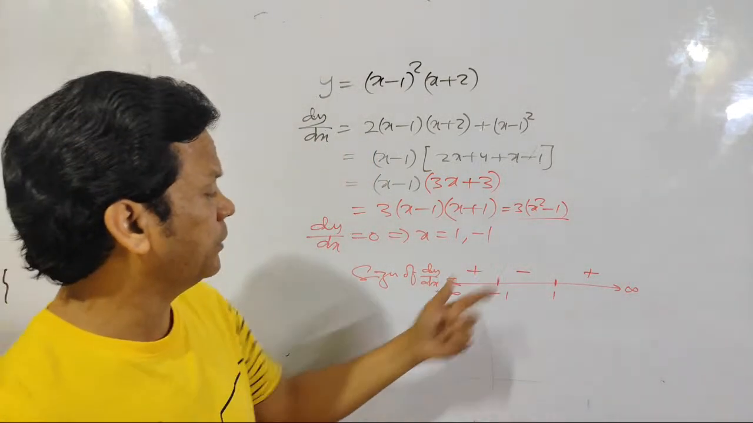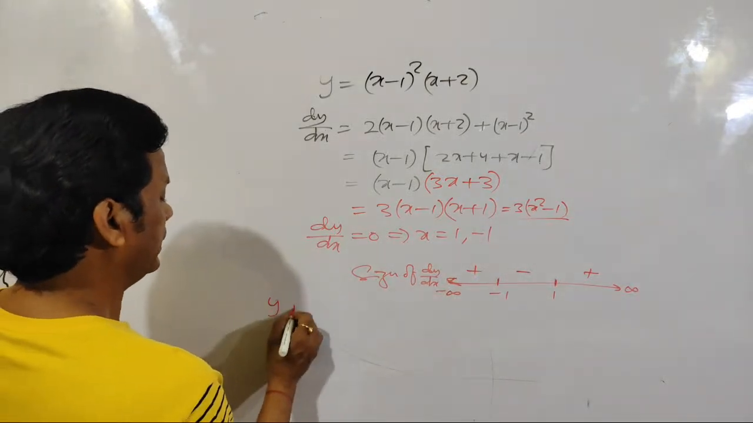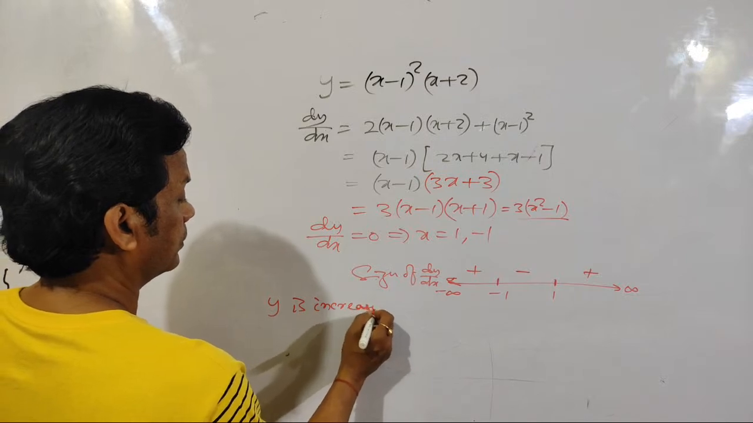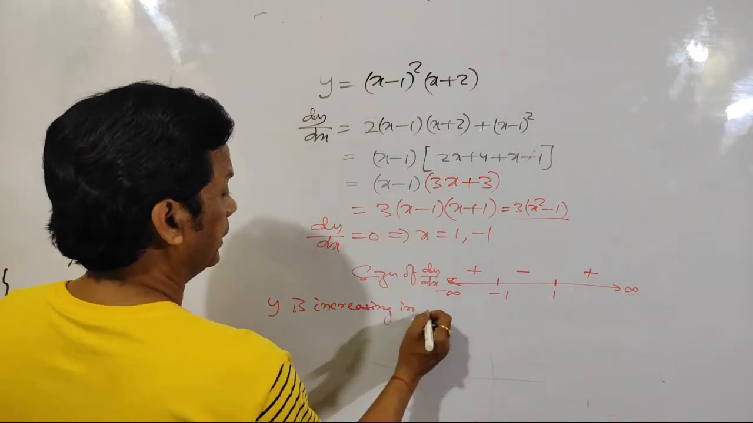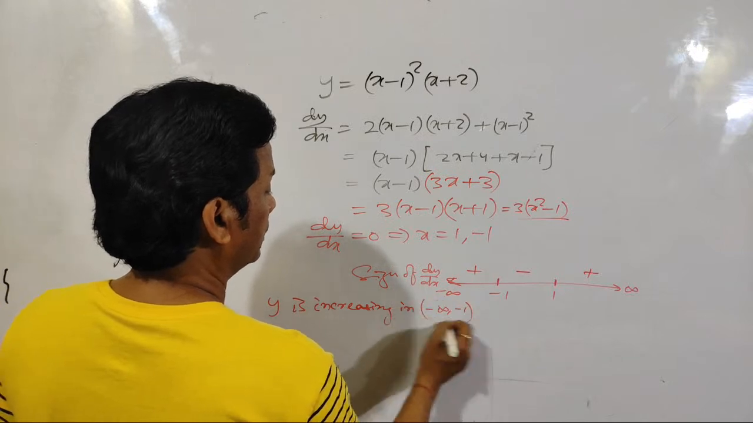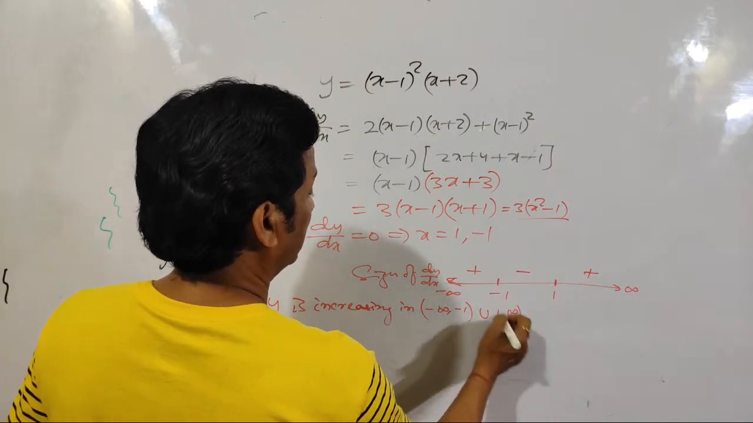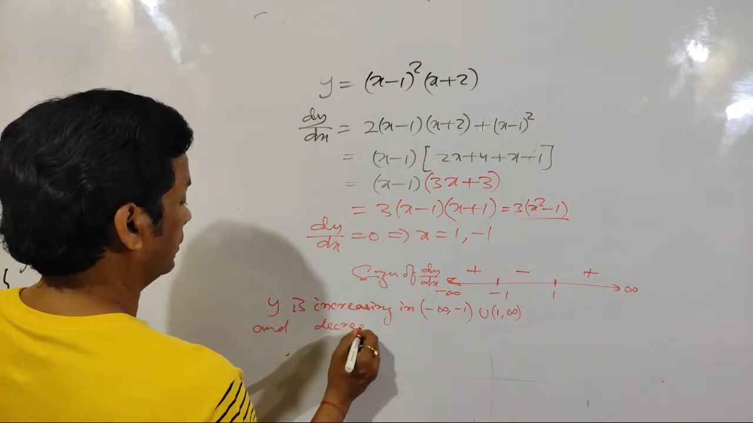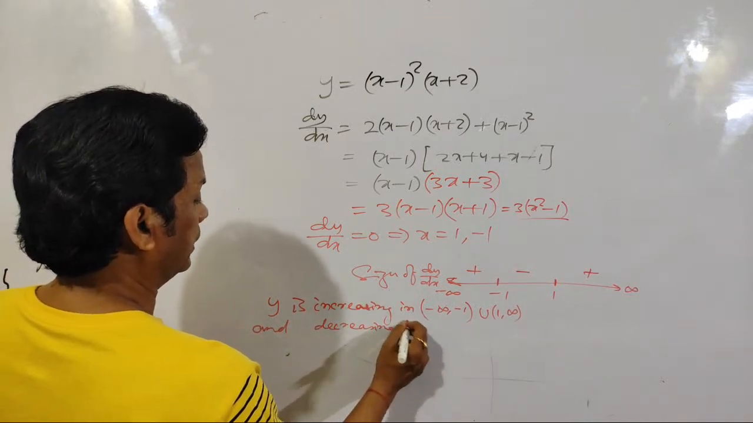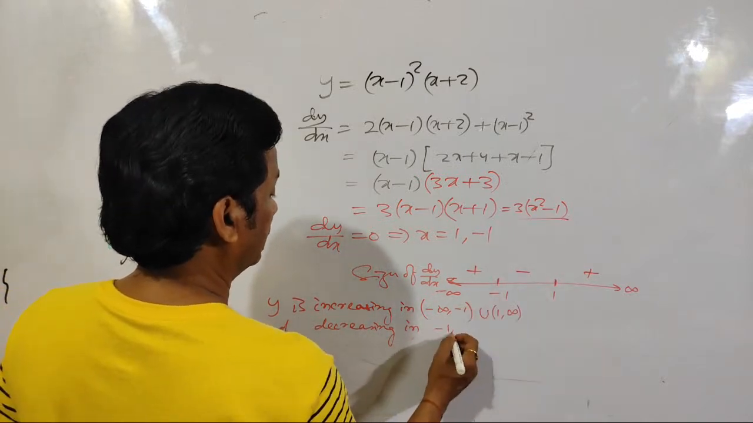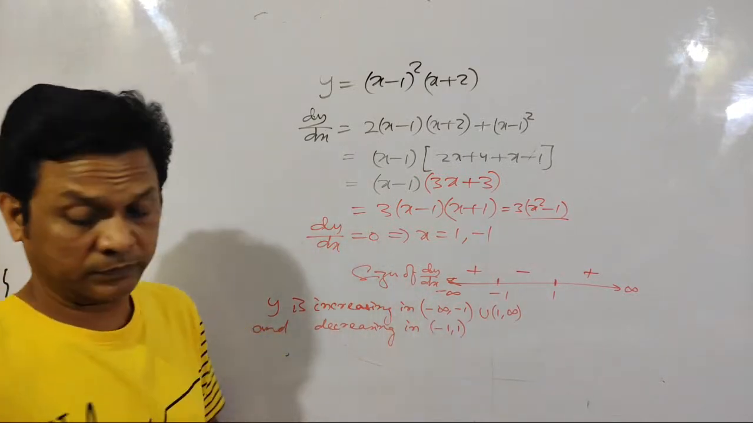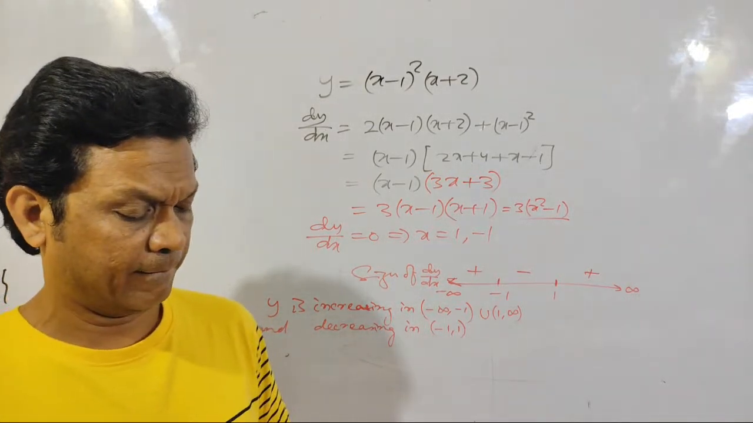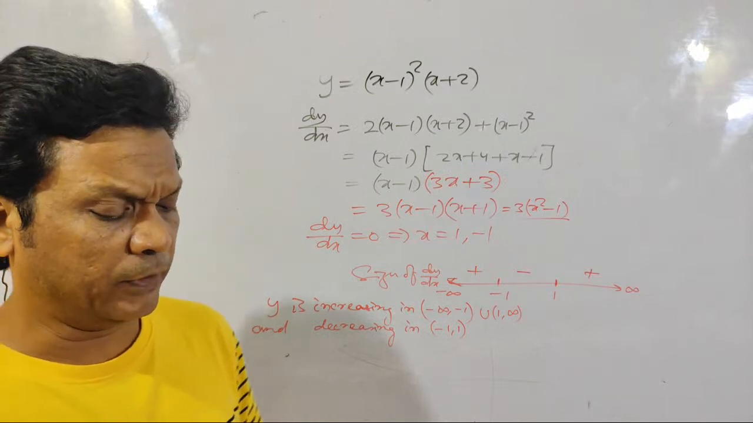Okay, so in this interval, that means y is increasing in minus infinity to minus 1 union 1 to infinity, and decreasing in the open interval minus 1 to 1. Clear? It is clear to all of you or not?